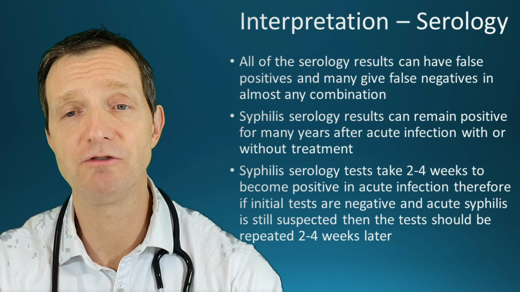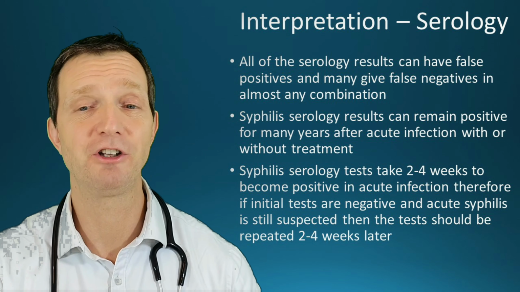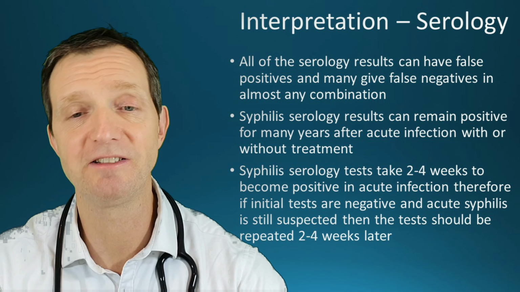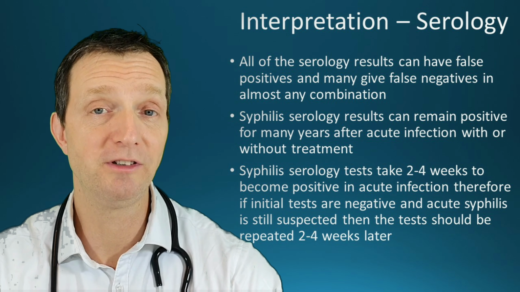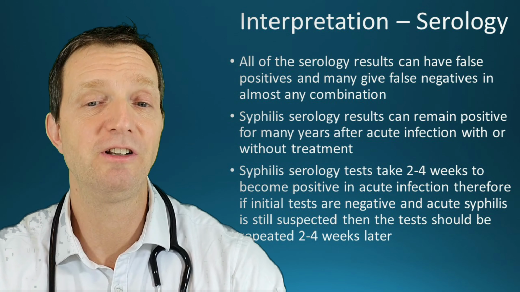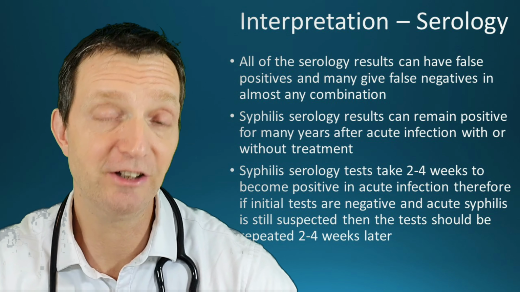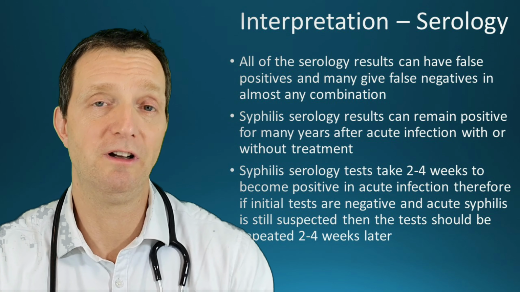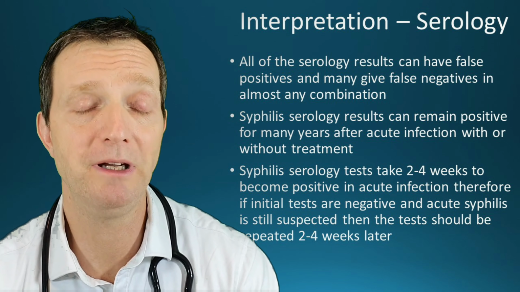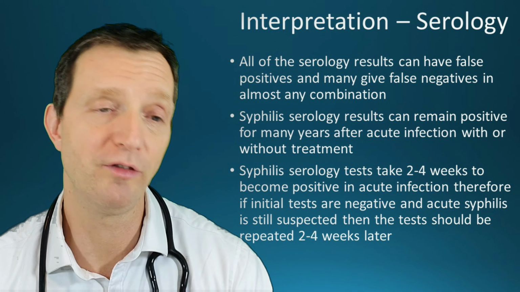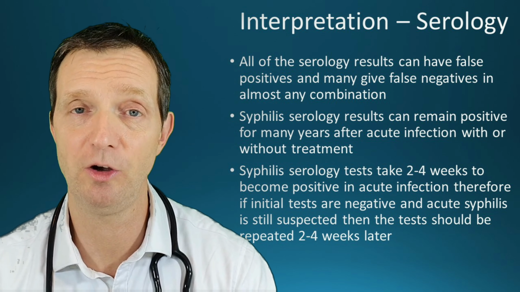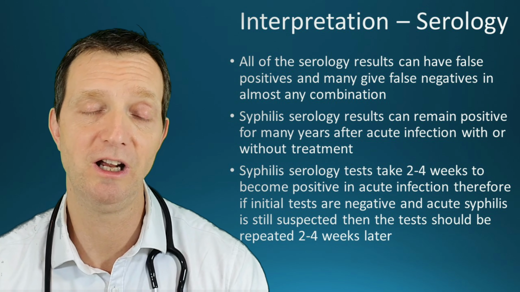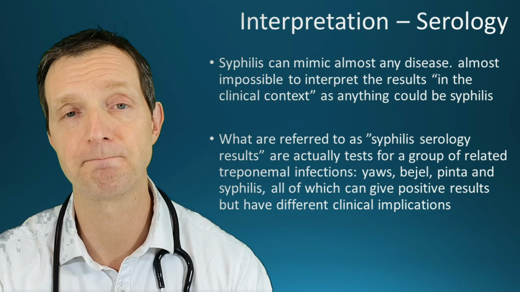Syphilis serology results can remain positive for many years after acute infection with or without treatment. And also syphilis serology tests can take 2 to 4 weeks to become positive in acute infection, and if initial tests are negative and acute syphilis is still suspected, then we would advise that the tests be repeated 2 to 4 weeks later. Obviously, if someone has history to go with it, you may treat them anyway. Or if they have syphilitic sores, then you can do the point of care test, which is Darkground microscopy.